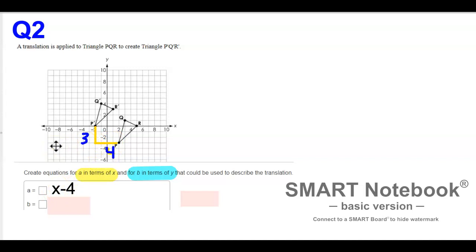Then, since we're writing an equation for B in terms of Y, again, since it says in terms of Y, that means we need to start with a Y in our equation. Then, to get from P to P prime, we move the Y coordinate up 3, so B is going to be equal to Y plus 3.